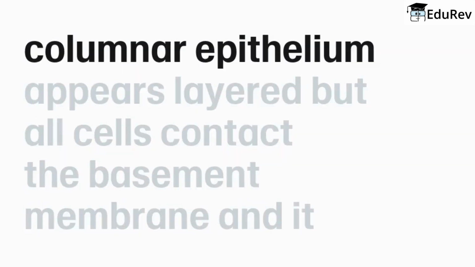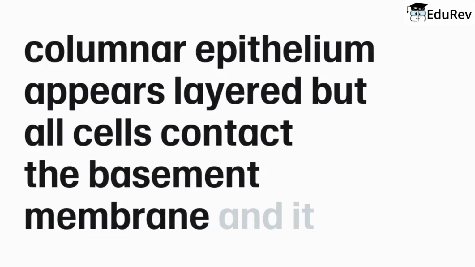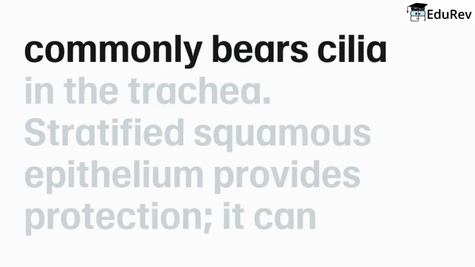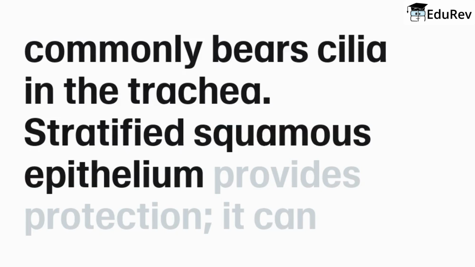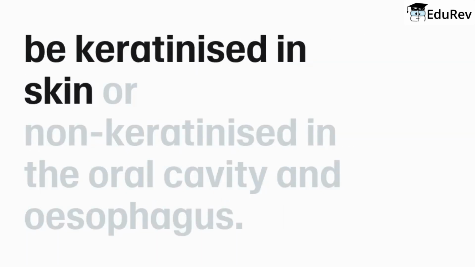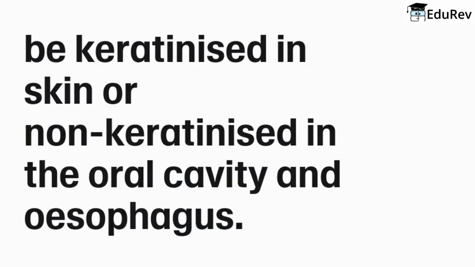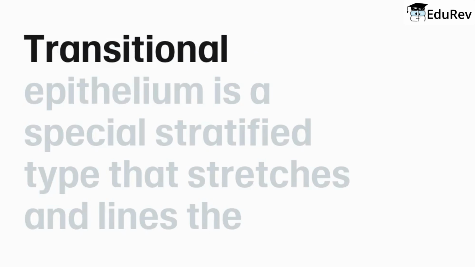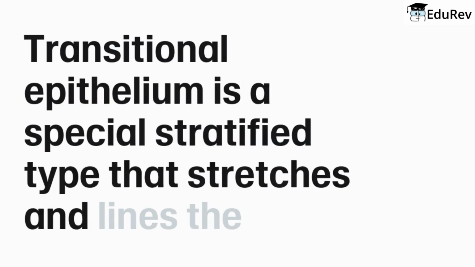Pseudostratified columnar epithelium appears layered, but all cells contact the basement membrane and it commonly bears cilia in the trachea. Stratified squamous epithelium provides protection. It can be keratinized in skin or non-keratinized in the oral cavity and esophagus. Transitional epithelium is a special stratified type that stretches and lines the urinary bladder.